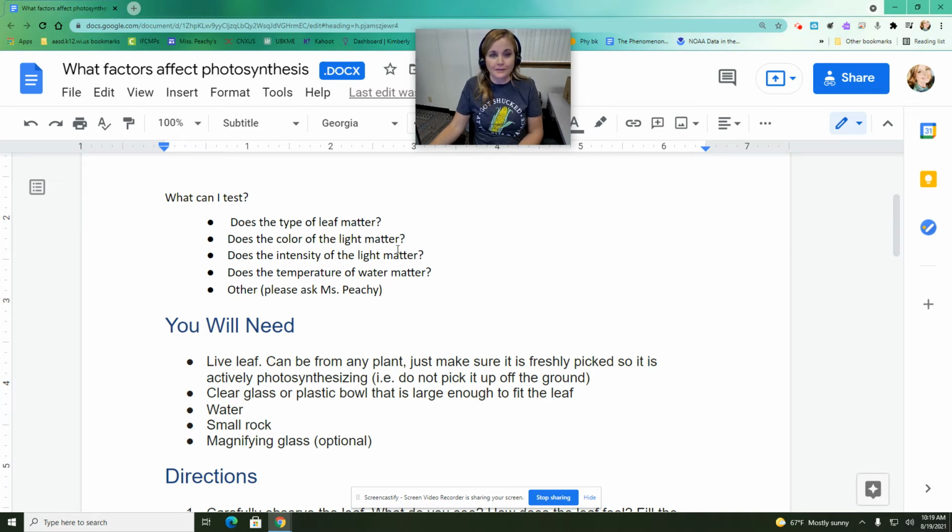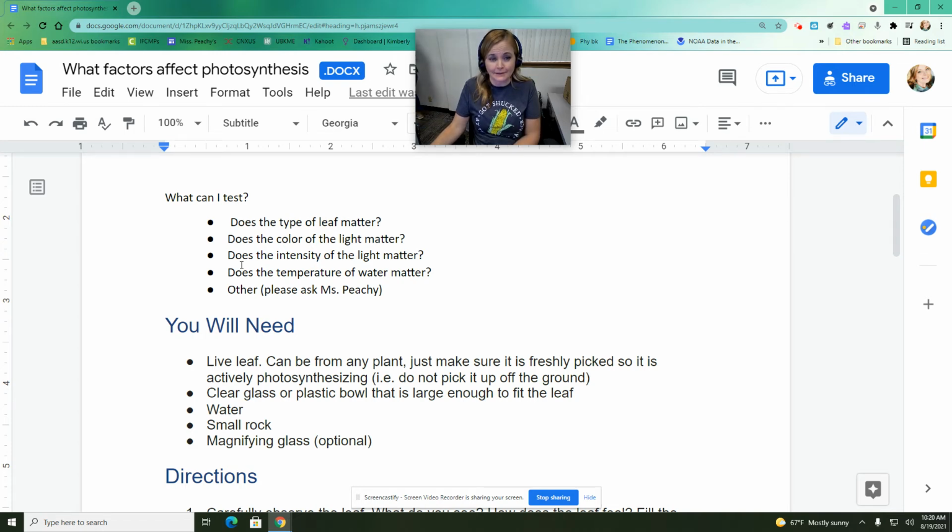Does the color of the light matter? Maybe at home you've got some cellophane or little pieces of colored plastic, and you can put them on your light source and change the color of the light. Does it matter if I'm using white light versus blue light or green light or red light? Can I do this experiment with different colors of light and see if that changes the amount of oxygen bubbles I get?